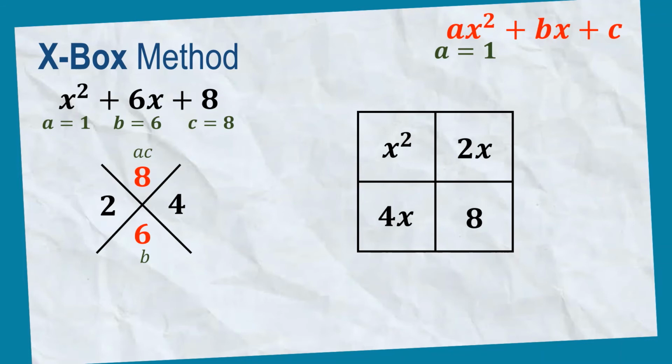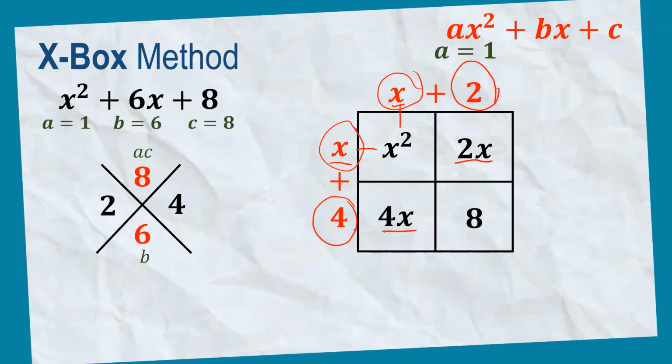Ngayon ay isulat po natin ang mga factors ni x squared sa tabi niya. We have x and x. Dahil x times x is equal to x squared. Next, we have 2x divided by x is equal to positive 2. And we have 4x divided by x, which is positive 4. At i-double check po natin, positive 2 times positive 4 is equal to 8.